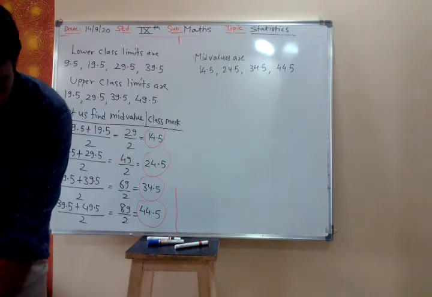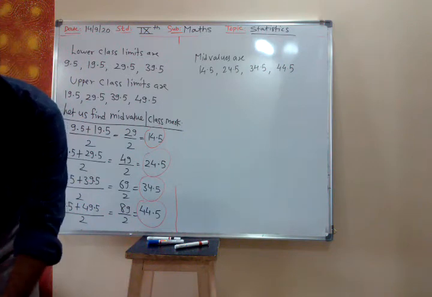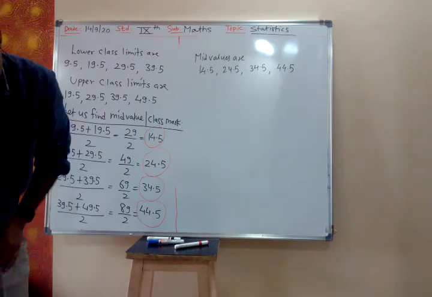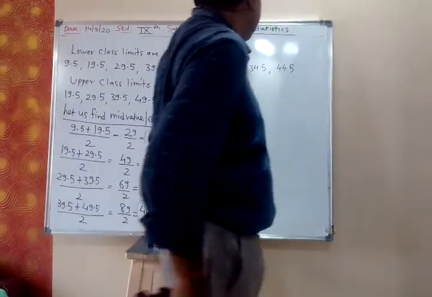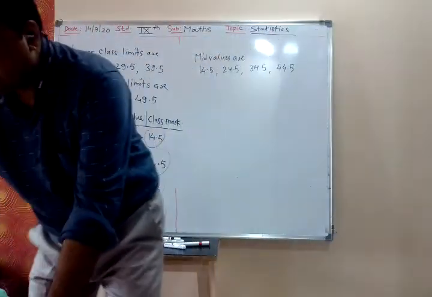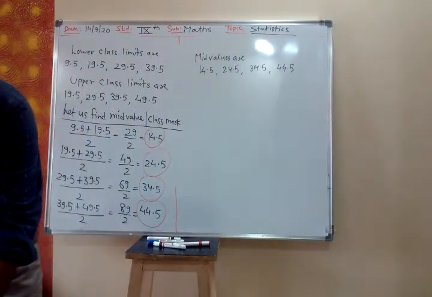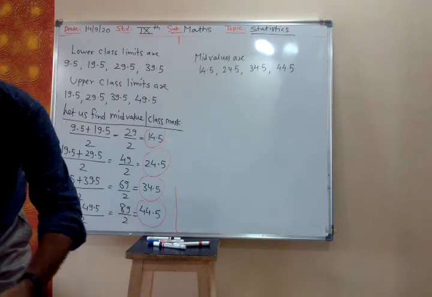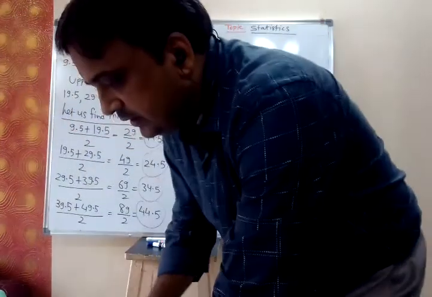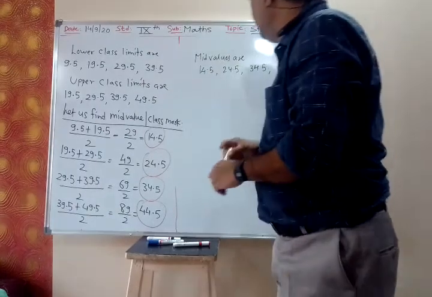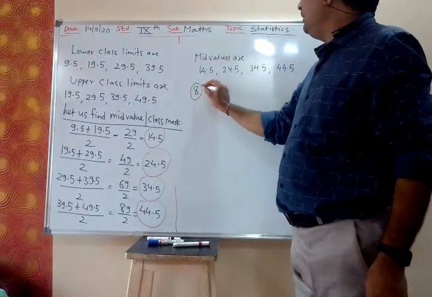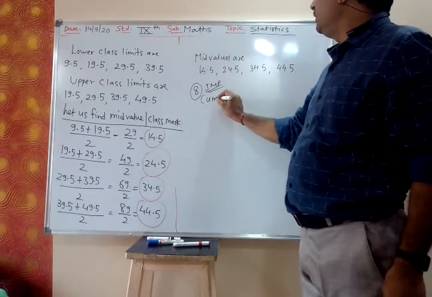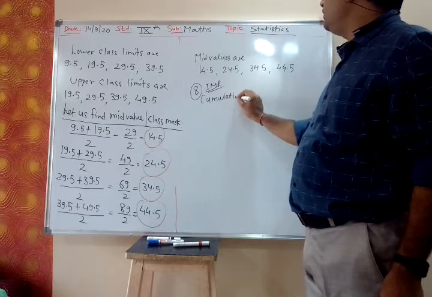8th one: construct a cumulative frequency distribution. No, not in the graphic one, in the notebook only. Construct a cumulative frequency distribution, 8th one. So now let us make the table. 8th one, you mark this as important, that is cumulative frequency distribution.